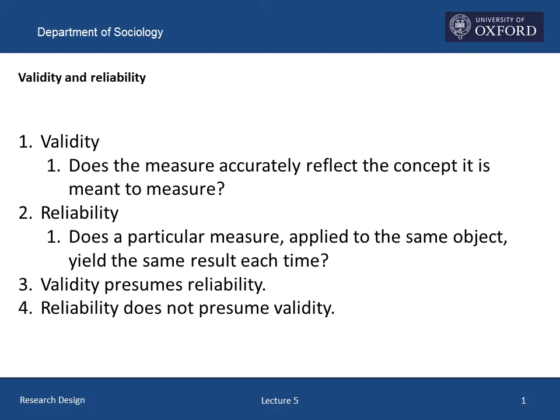In order to be valid, a measure must have some degree of reliability. To see this, consider a completely unreliable measure. If repeated applications of the measure are uncorrelated with each other, then what is being measured, in inverted commas, is random noise, and random noise can't be a valid measure of anything that we are likely to be interested in.